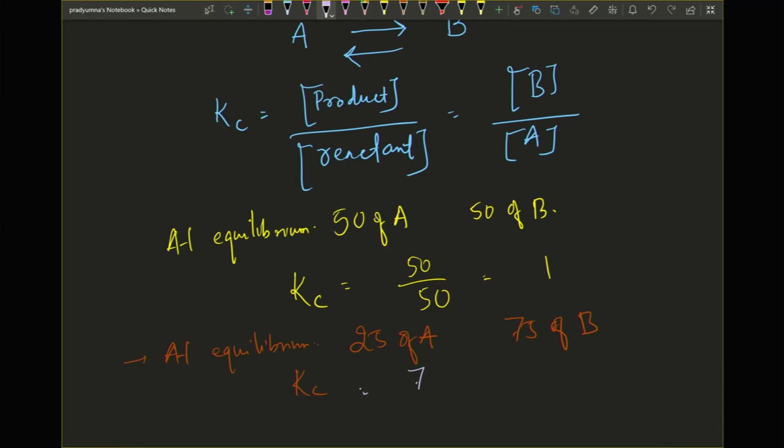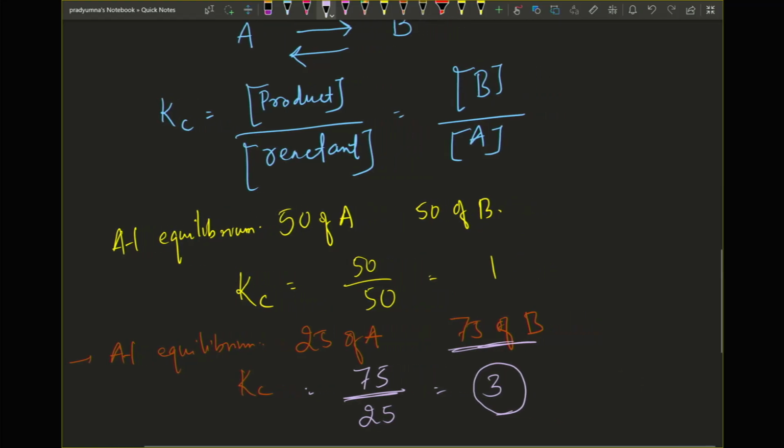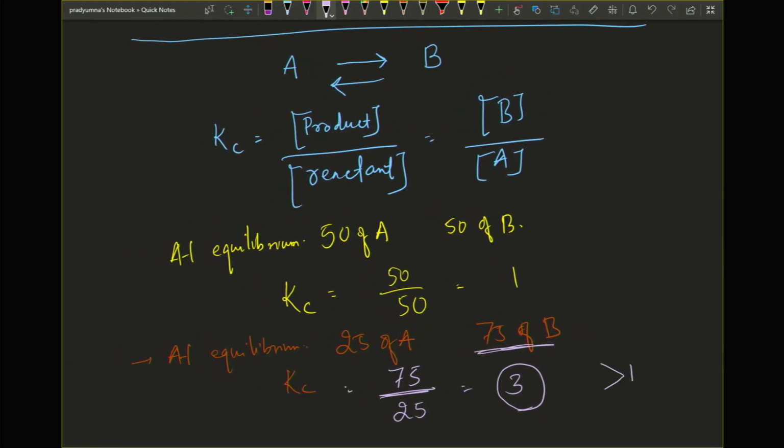So it's going to be 75, which is B, divided by the reactant, which is A, so that is 3. So what happened here? This number is greater than 1. So if our equilibrium constant is greater than 1, this means we have, which one do we have more? We have more product. So when the equilibrium constant is greater than 1, we usually have more product. This concept is extremely important, so make sure you understand the idea behind it.